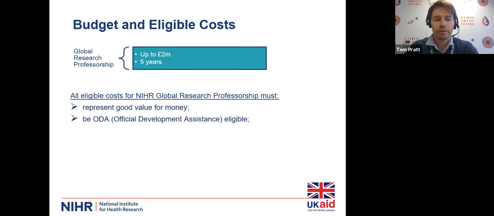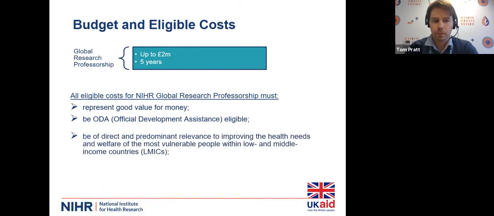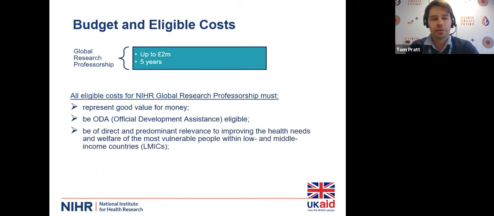For all our global health research, it must fit in with the official development assistance or ODA eligibility. There's specific details about what that involves in the guidance notes. And linked to that, the costs must show that they are of direct relevance to the aim of our global health research programme, which is improving the health needs and welfare of the most vulnerable people in low and middle income countries, or LMICs, as I'll refer to them.